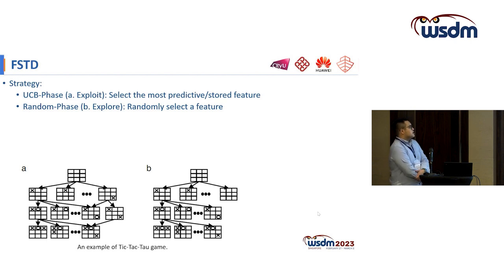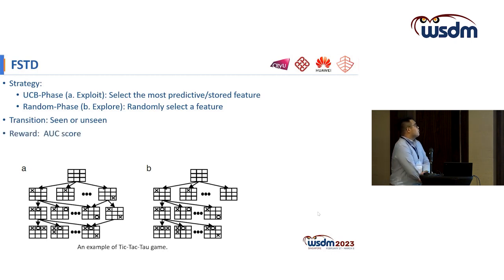And the random phase is mainly set for the unseen states. In this kind of state, like in figure B, we mainly explore the unknown environment. We have not seen these states before, and we usually generate a random decision, one of them. The transition between the two stages depends on whether we have seen these states in our history, transitioning from A to B.